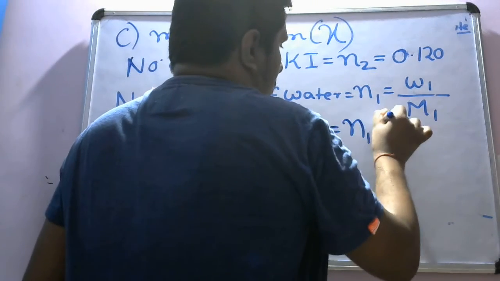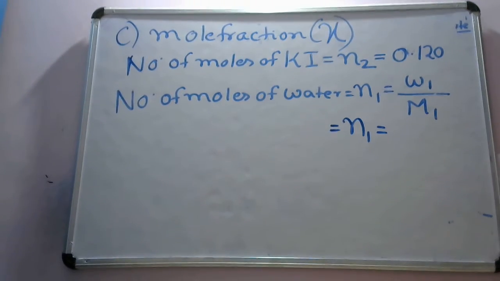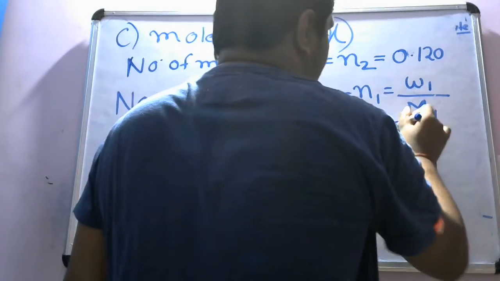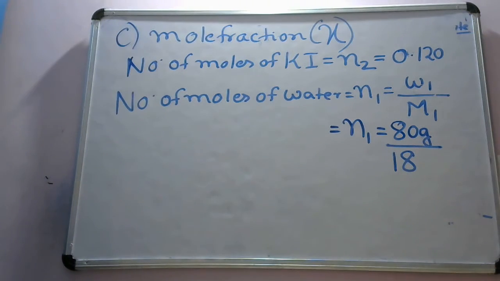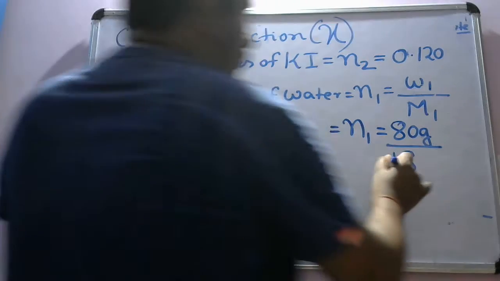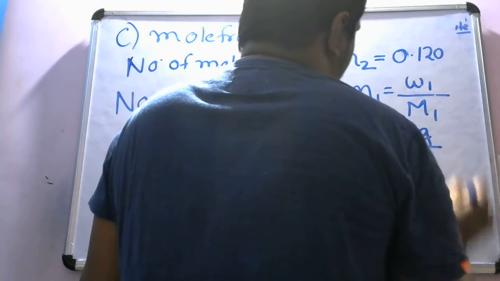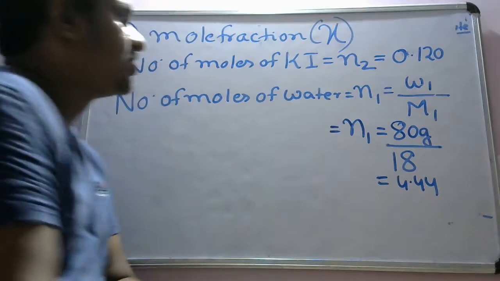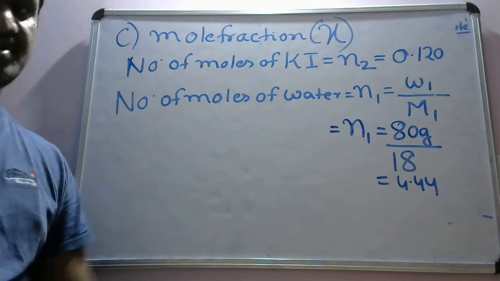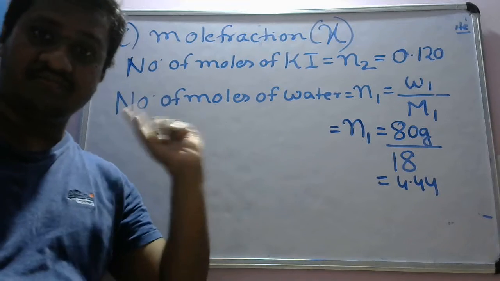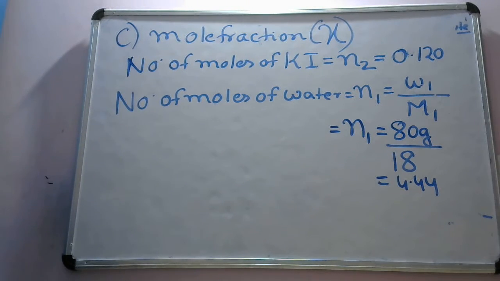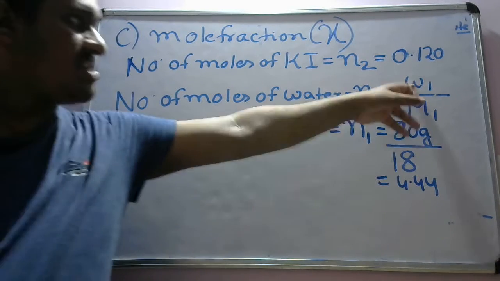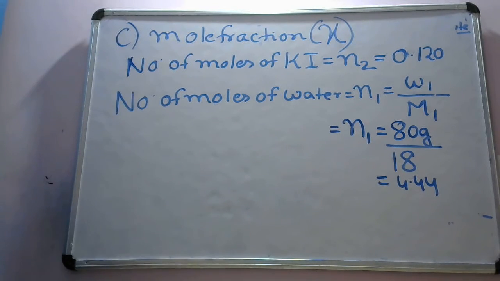So given mass of solvent we had calculated as 80 grams, mass of solvent by molar mass 18. So when we divide and calculate, it will come out to be 4.44 moles. So we got N1 also. Given mass 80 grams, we deduced from the starting, by molar mass. Molar mass of water, H2O, is 18 grams. So given mass by molar mass, we calculated the number of moles of water, N1.